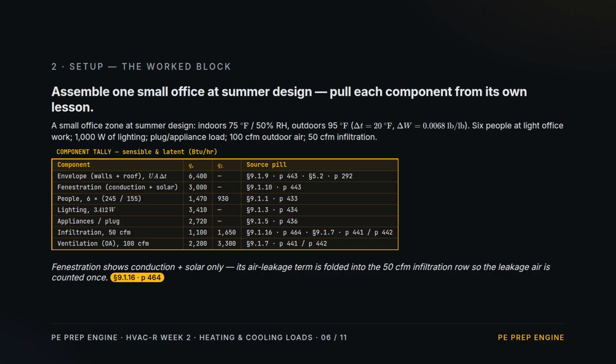The tally pulls each piece from its own lesson, with 2 columns, sensible and latent. Notice the fenestration row is conduction and solar only. Its leakage air is folded into the infiltration row, so we count that air just once.